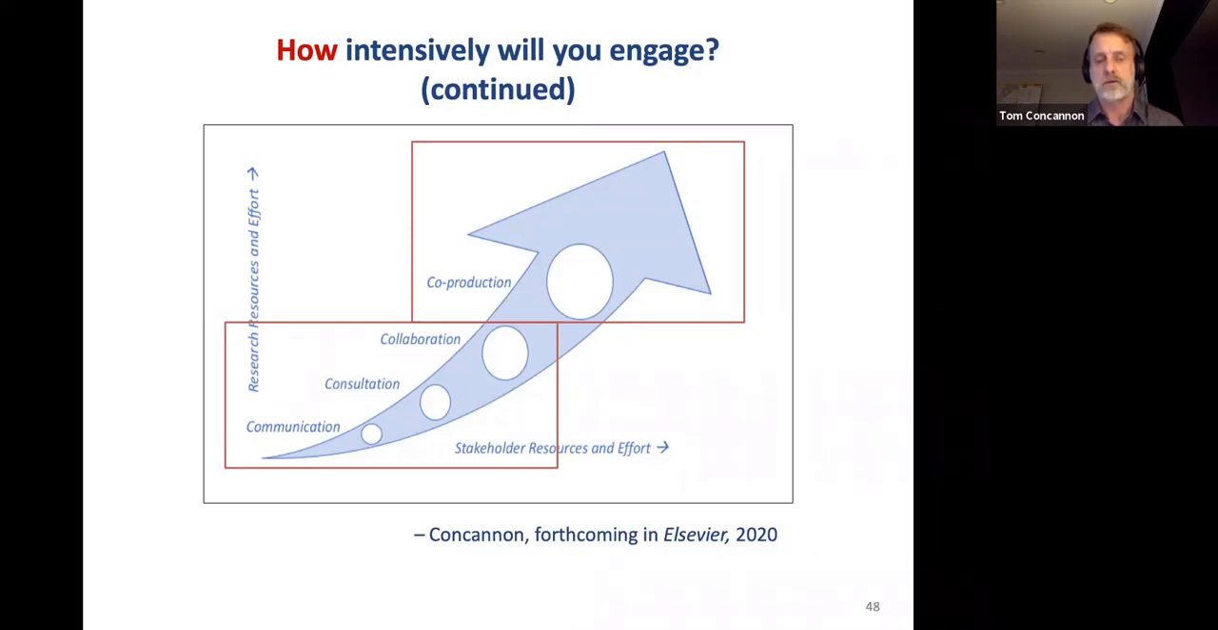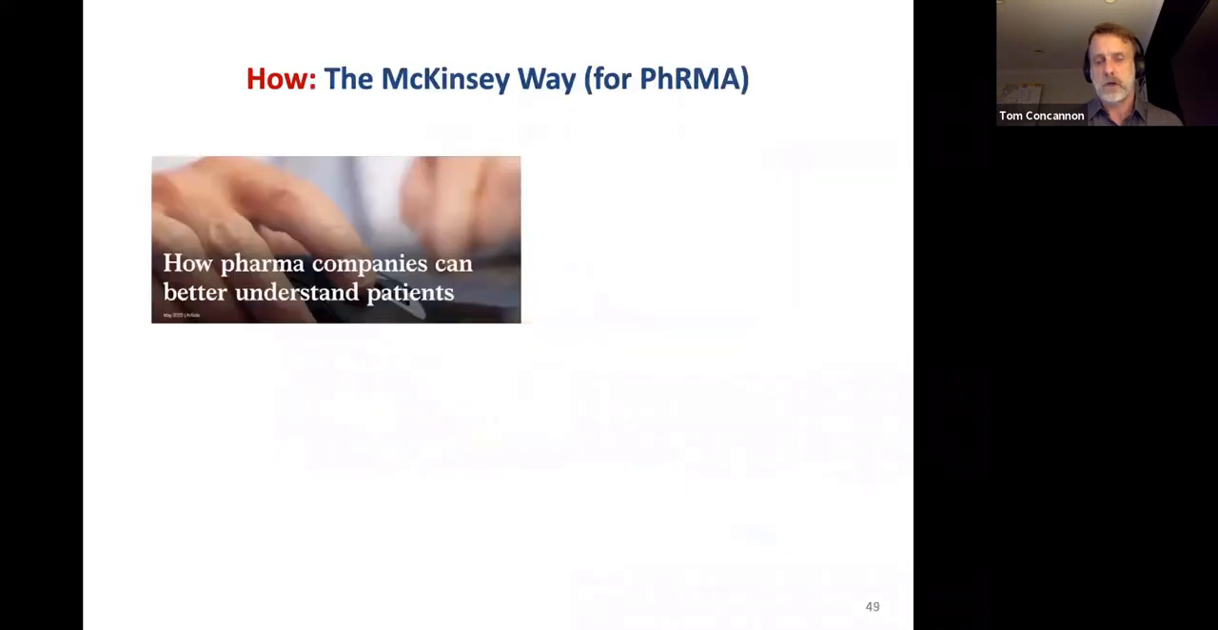And we can then do a lot with consultation, a bi-directional relationship where we bring stakeholders in to help us and advise us at key points in the research process. Everything does not have to be co-production. And I just want to go to an example.